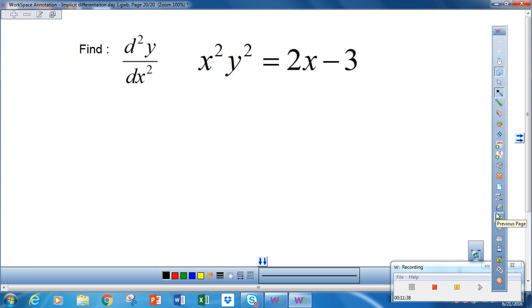Okay, you try this one, and again the answers will be on the website. So that's it for implicit. That ends Unit 2.